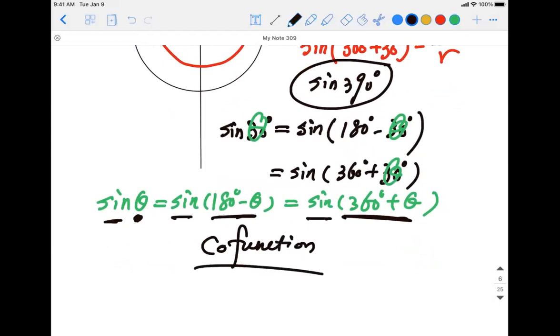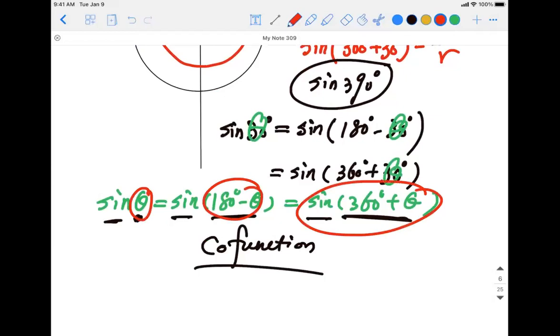Trigonometry cofunction is kind of a methodology which helps you build up the relationship between various angles. So you might have a very easy angle, an acute angle, 30 degrees. You might have an obtuse angle. You might have a gigantic angle. But nevertheless, there are rules that build up the relationship between all those angles.